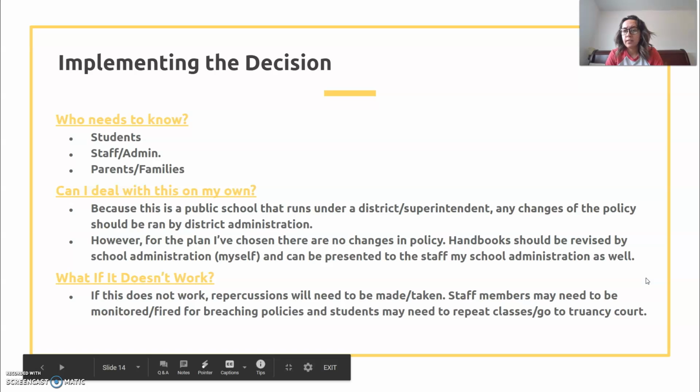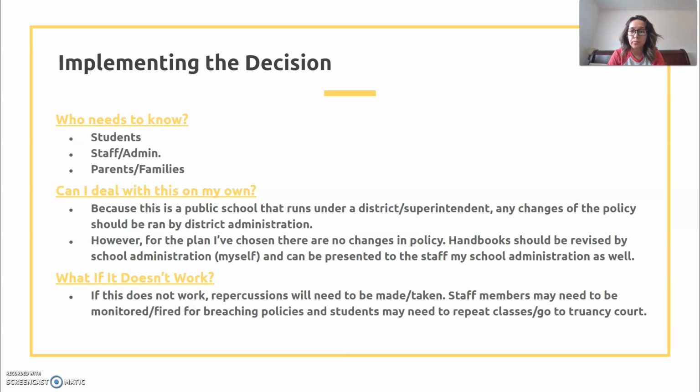So moving on here, it looks like I'm running out of time, but this will discuss who needs to know when implementing the decision: students, staff, and admin, parents, and families. Can I deal with this on my own? And what if it doesn't work?